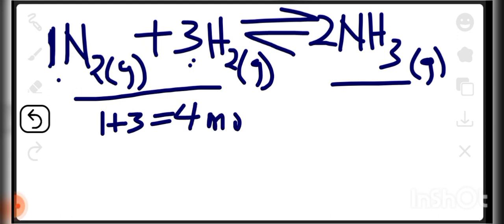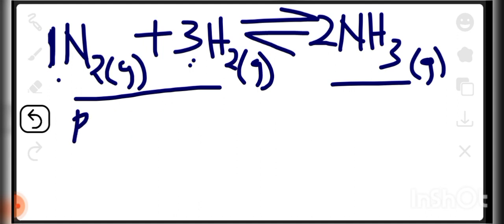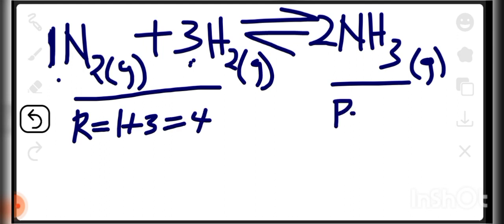So we have 4 moles of reactant. The reactant is equal to 1 mole plus 3 moles, that is equal to 4. Then the product is equal to just 2 moles. There's another thing there again. Don't start multiplying. No, just take only the coefficients. You have 2 moles here. So we have 2, we have 4.